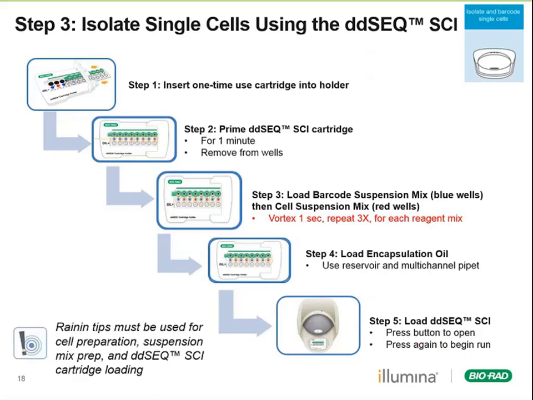A note, through all these steps, starting with cell preparation through ddSEQ SCI cartridge loading, we want to use Rainin pipette tips. They're a high-quality tip that prevents any minor debris from shedding that can clog the microfluidic channels, so this is an important reminder.